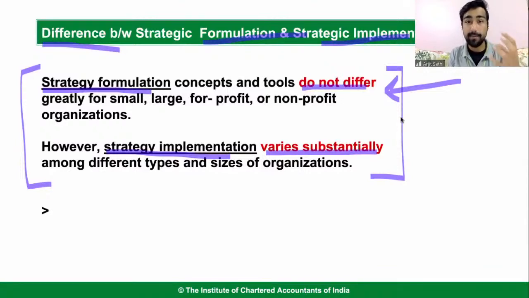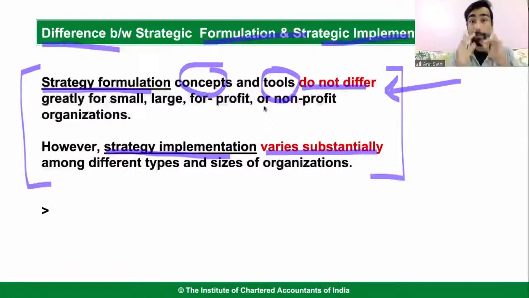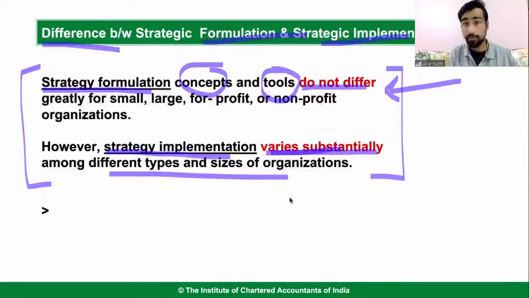Strategy formulation concepts and tools do not differ generally for large, small, for-profit, not-for-profit organizations. But implementation तो सबकी अलग होती है, right? Based on types and size. Small company, large company, for-profit, not-for-profit, government organization, NGO, सबकी implementation strategy is very different. But the basic idea of strategy development, strategy formulation, सबका almost same होता है. It is different, obviously, but not very different. ऐसा कोई नया चीज नहीं आती है. जबकि implementation, it varies a lot.